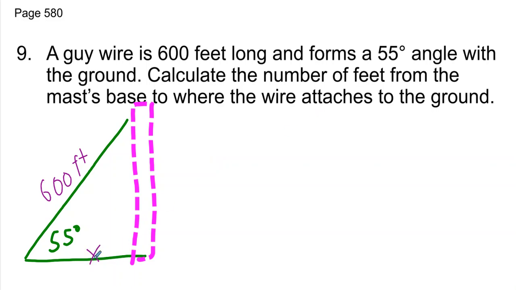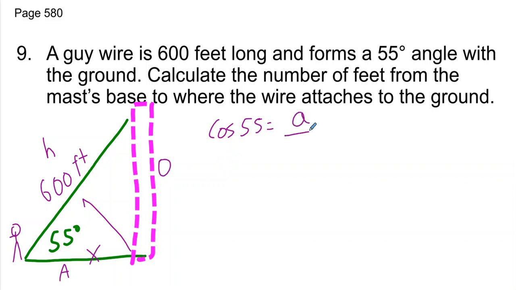That's this one. So if I'm standing here, this is my hypotenuse. It's across from the right angle. This is my opposite and adjacent. And this is the cosine unit, so we're going to use cosine. So the cosine of 55 equals adjacent, the unknown number, over 600. Multiply by 600, so that cancels out. 600 times cosine of 55.